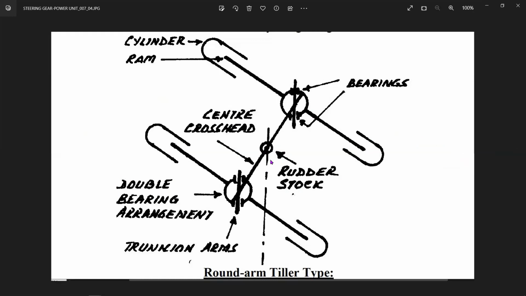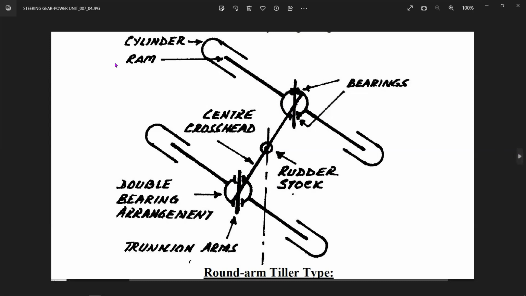Now this is a round tiller design, where you have a double acting four cylinder, two ram steering gear. Here is the center rudder stop in the center. Both of them are Rapson slide mechanisms. Here you have a double bearing arrangement on the side to allow movement on both sides. You have two bearings and a central large crosshead design.